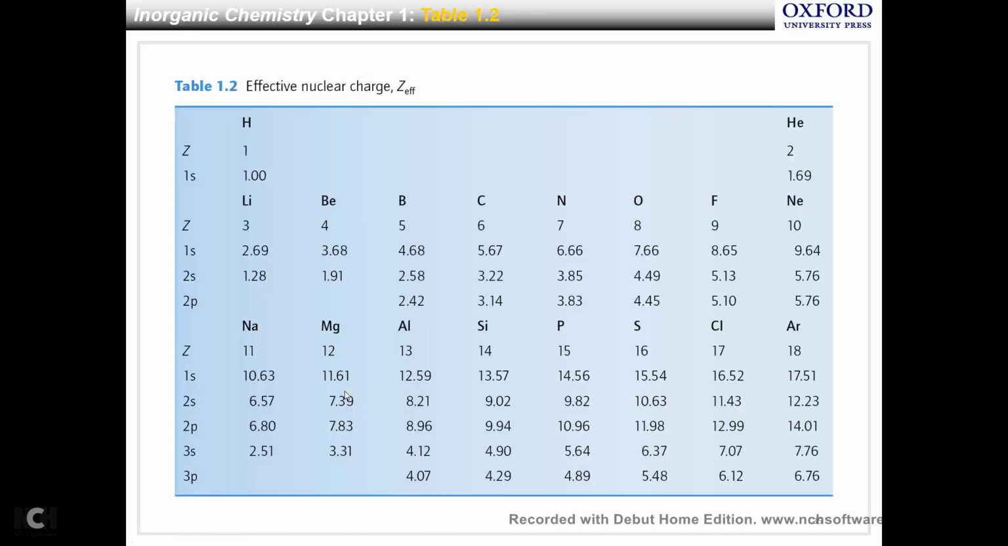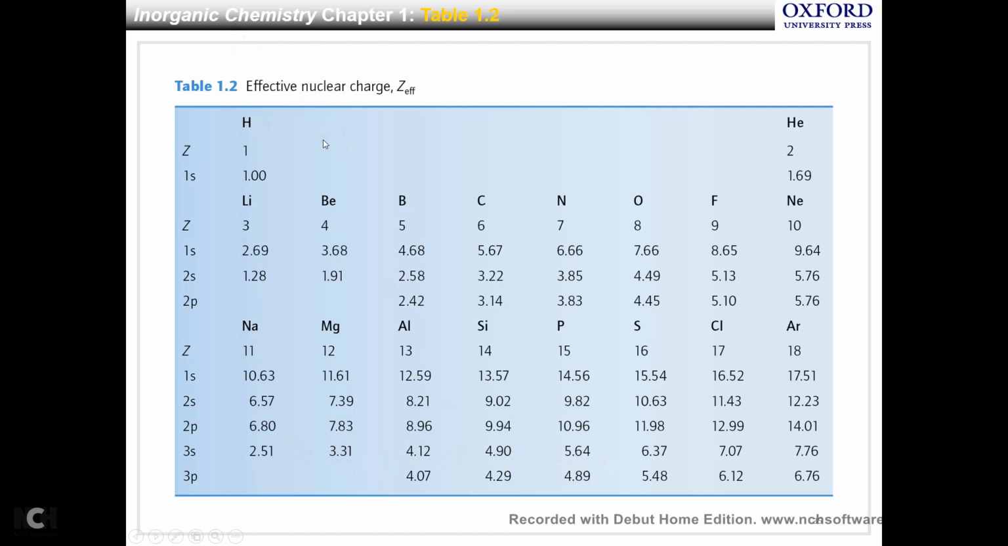Now let's look at the table of effective nuclear charge, and you can see the trend here. Let's look at lithium. Let's look at the valence electrons. 1.28, 1.91, 2.4, 3, 3.8, 4.5, 5.1. So going from lithium to fluorine, we have larger and larger effective nuclear charge. It's more and more difficult to remove the electrons. Same here, 2.5, 3.3, 4.1, 4.3, 4.9. Over here, again, it's more and more difficult to remove the electron from the atoms from left to right.